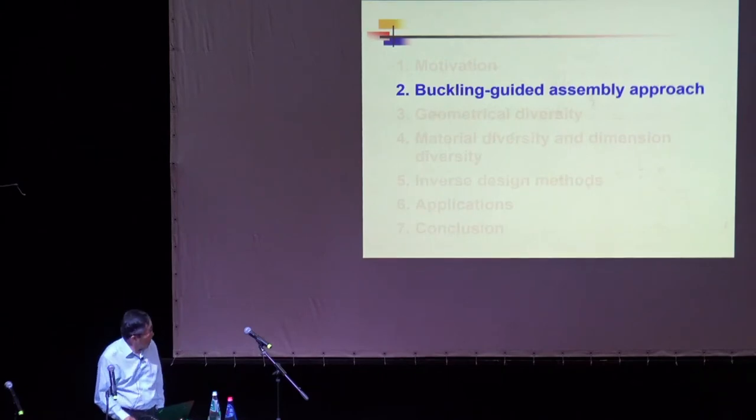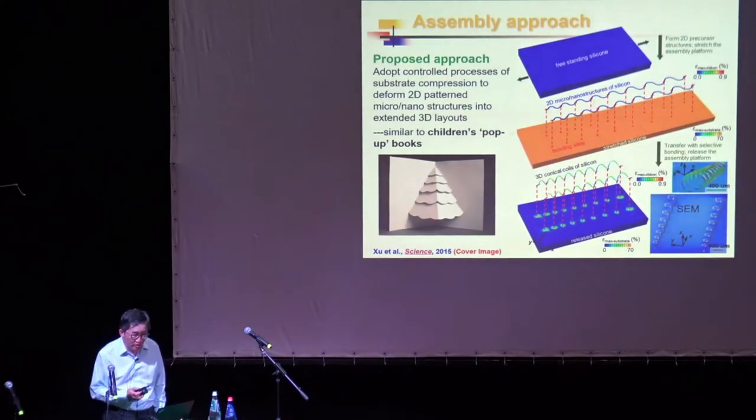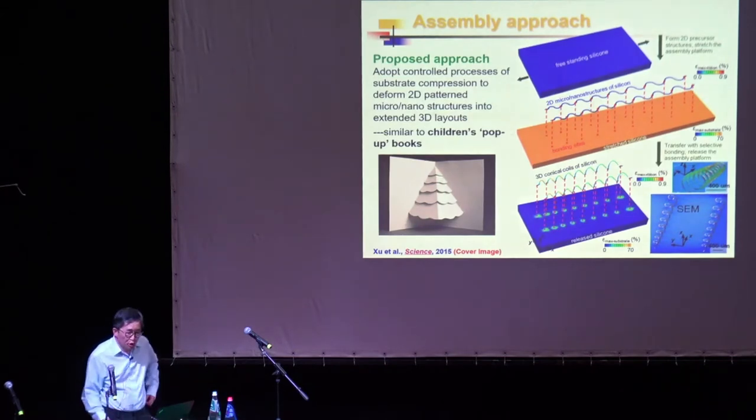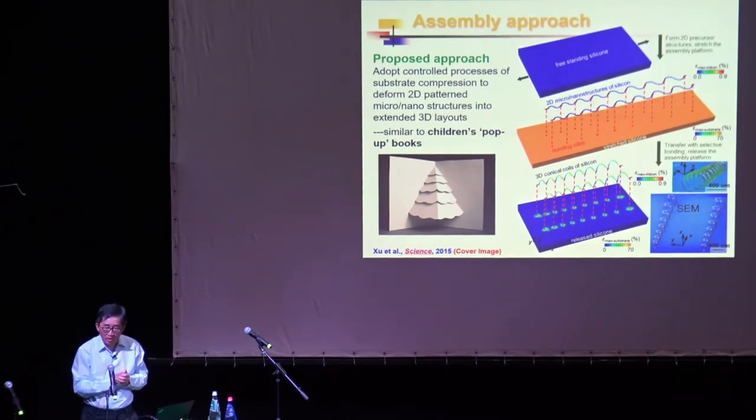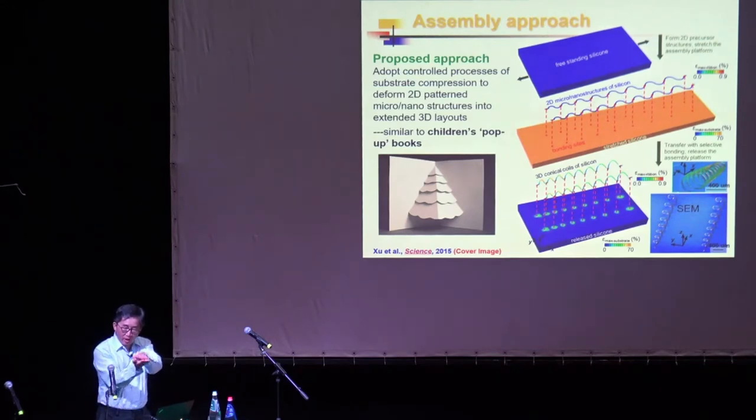So how do we achieve this? Many people have already seen this. This is called a children's pop-up book, to encourage a little child to read. You give him or her a book, and when she or he opens this book, a structure pops up. Similarly, those fancy Christmas cards you get around Christmas time: you get a card, it's flat, but when you open the card, a structure can pop up. So basically, this converts a two-dimensional structure into 3D.